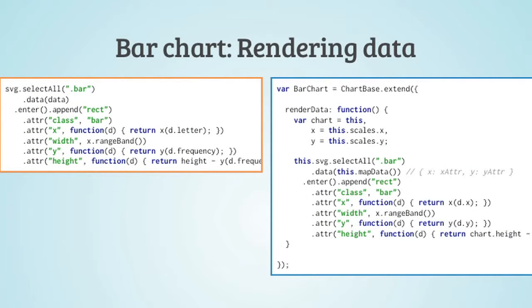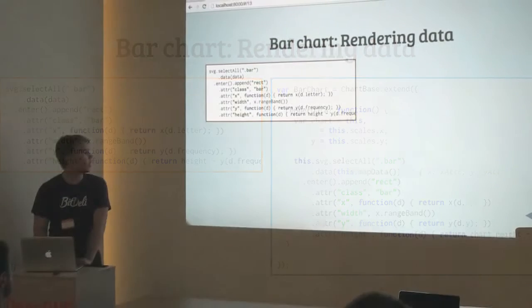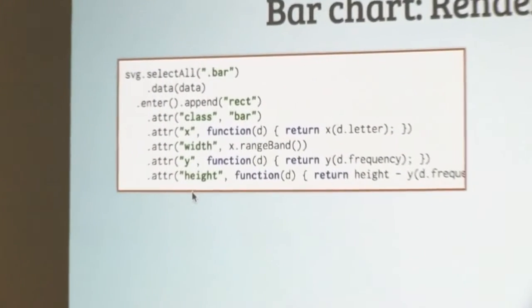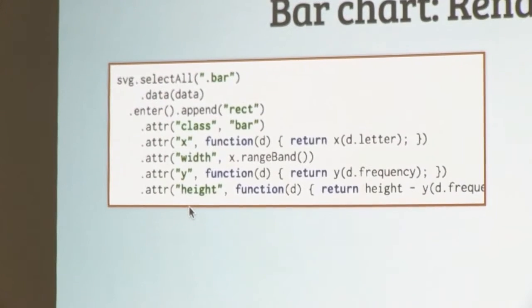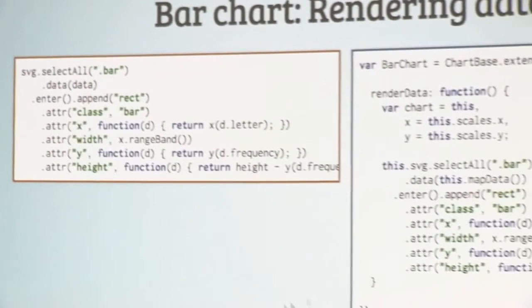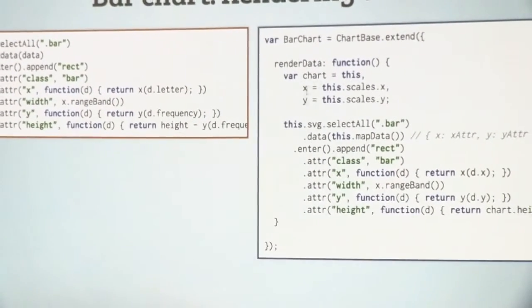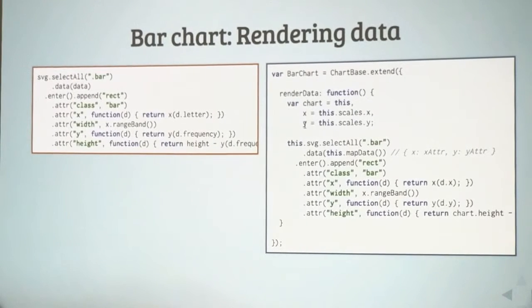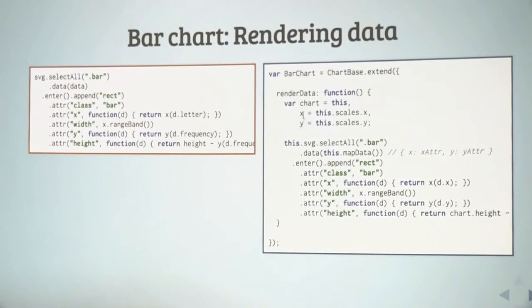Next, or last, in the bar chart example, is rendering the data. And these lines of code are the D3 code that render the bars. And how it could look in Backbone would be something like this. We get the scales as x and y. These are our local variables. And after this, it kind of looks like the same code.